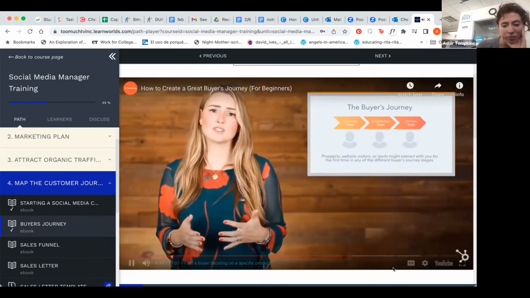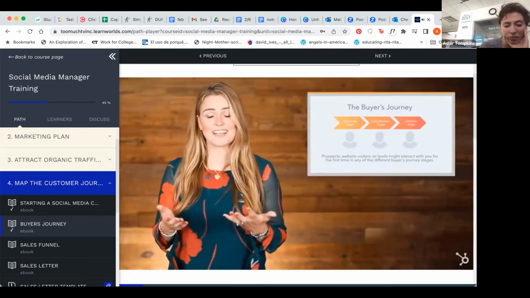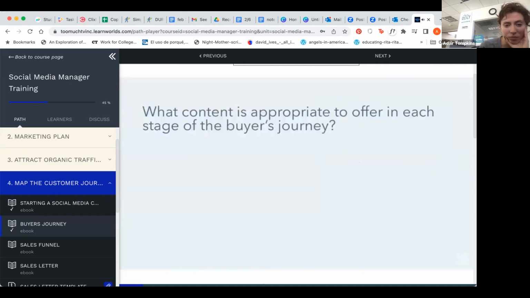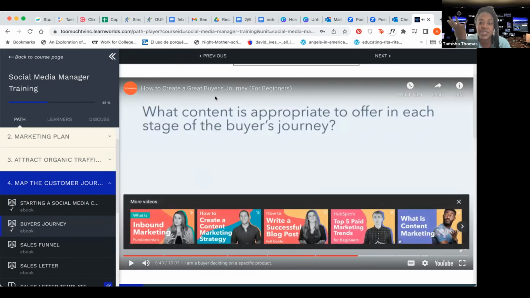If the buyer's journey is a critical part of building out a content strategy that will work for your marketing, sales, and services, you might be asking yourself, what content is appropriate in each stage? Okay, so this gives you an idea of what a buyer's journey is: raise awareness, then the consideration, and then the actual giving.